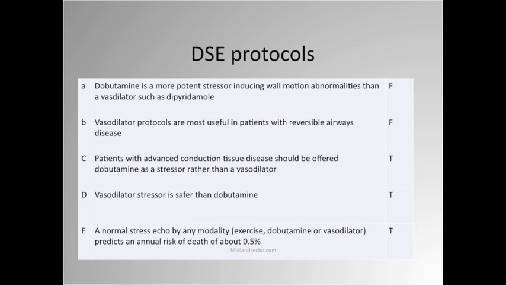A normal stress echo, however you do the stress echo, predicts an annual death rate of about 0.5%. That's true, and that's also true for nuclear cardiology. It's also true for stress CMR. So there'll be some questions recently about the different stress echo protocols, and make sure you're familiar with dobutamine and vasodilator stress protocols.